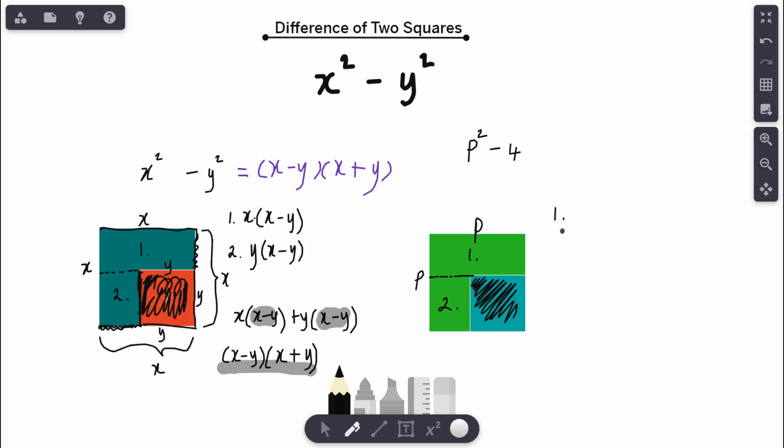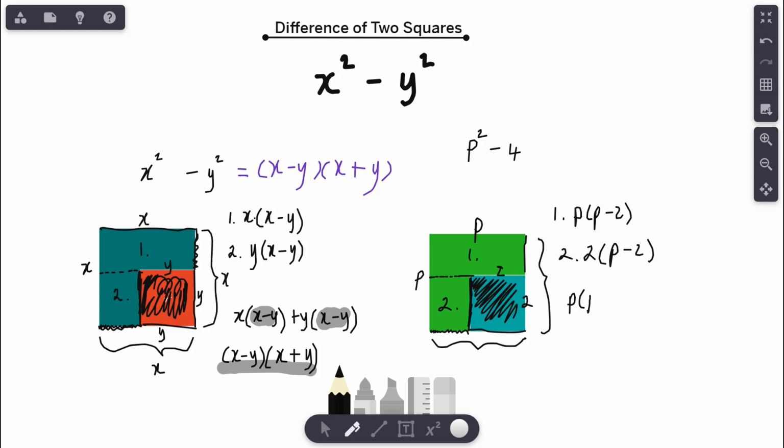So for rectangle 1, the length will be p, and that breadth over there will be p minus 2, because those side lengths there were 2, right? So p minus 2. And then for rectangle number 2, we know that that side length over there would be 2. But what would be that side length over there? We know that this whole one will be p, and we know that that one will be 2. So surely it is represented by p minus 2. Now we need to add those two. We're adding the area of rectangle 1 and rectangle 2.